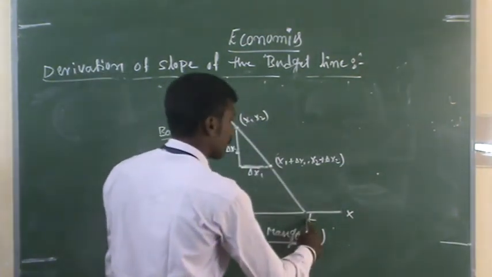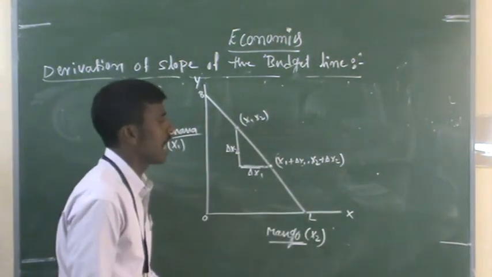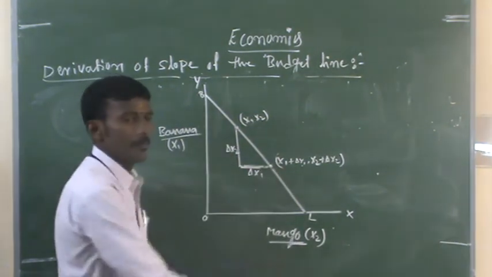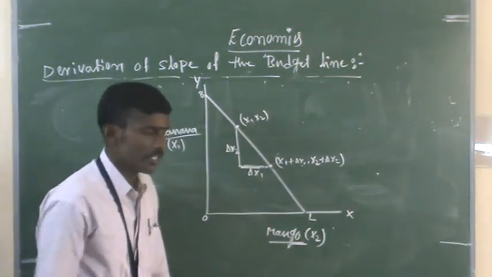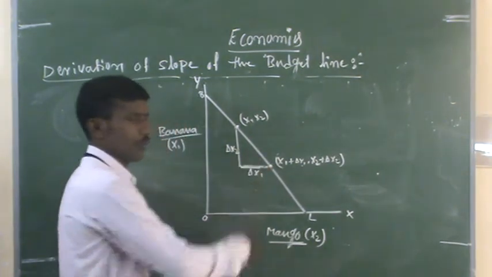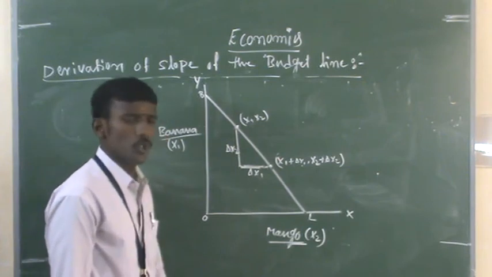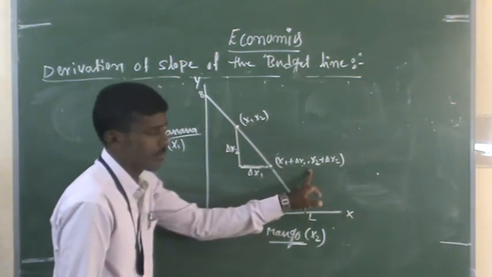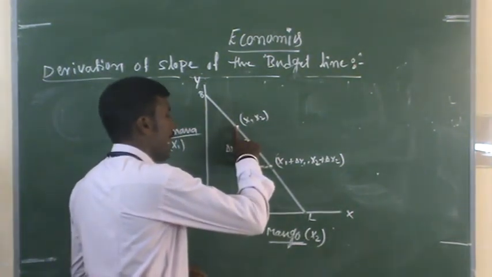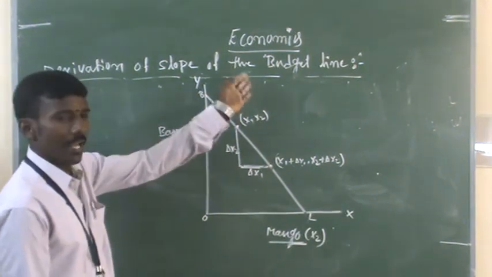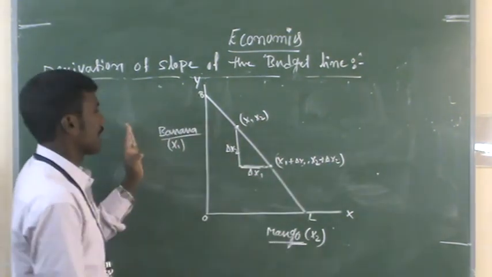Now that budget line or price line consists of two points. One is x1, x2 and another one is x1 plus delta x1 and x2 plus delta x2. Two points lie on the budget line. Suppose the consumer has to choose this x1, x2 point. In this situation, they are going to sacrifice a delta x1 amount of the commodity, or delta x1 amount of the bananas. Or the consumer has to choose the second point, x1 plus delta x1, x2 plus delta x2. In this situation, they are going to sacrifice delta x2 amount of the mangoes. It means if the consumer chooses bananas, they are going to sacrifice mangoes. Or vice versa, if they choose mangoes, they are going to sacrifice the bananas.